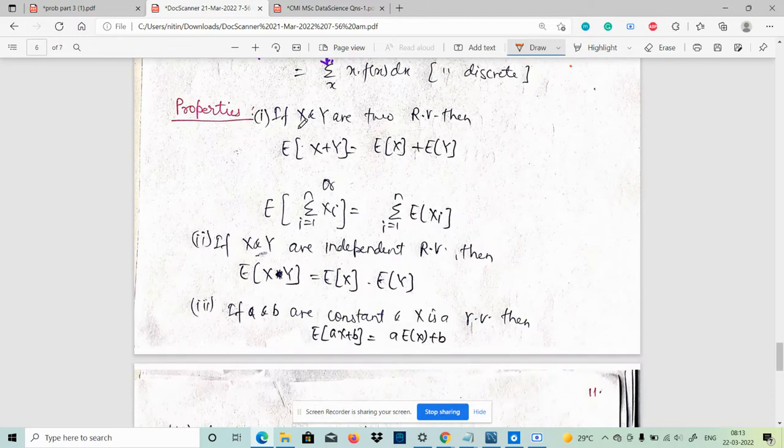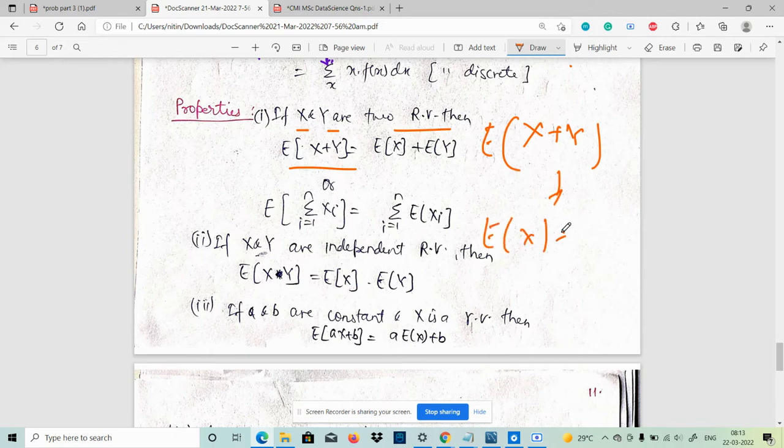First thing is that, let's say X and Y are two random variables, then the expectation of X plus Y. If you are trying to find the expectation of X plus Y, it is actually the expectation of X plus the expectation of Y. So the proof is very simple, but you have to remember the result. The expectation of X plus Y you want to find, this is the particular thing.